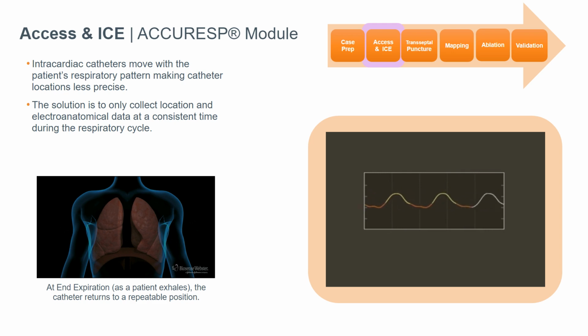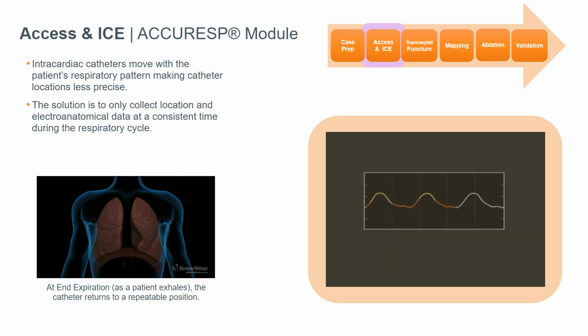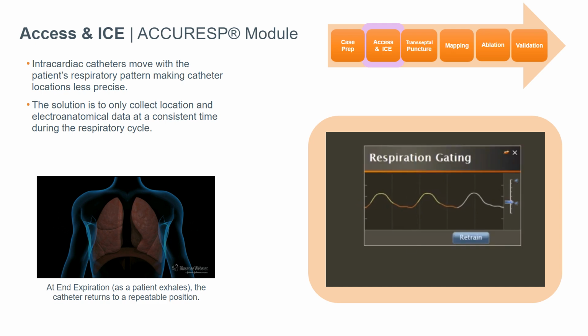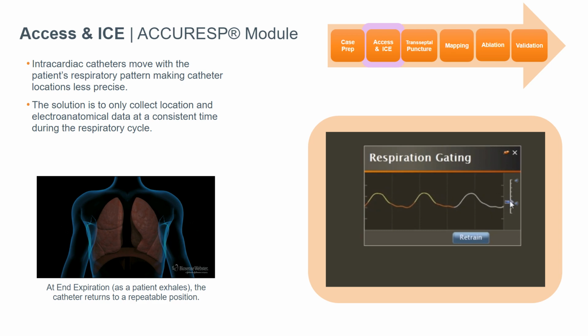The ACCURESPE module uses interpatch communications to track the patient's breathing. With information from the interpatch communications, the system creates a respiration graph. This graph is then used to set a respiration gating threshold. This threshold defines the expiration phase, or the consistent time when the system should capture data related to the 3-dimensional electroanatomical map. Changes to the patient's respiration cycle may lead to incorrect gating. It may be helpful to discuss respiratory settings with the EP physician when mechanical ventilation is in use.